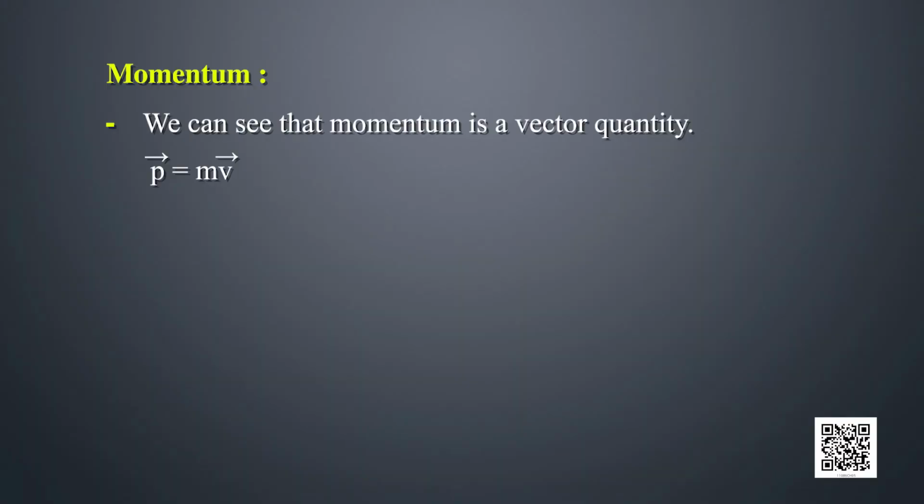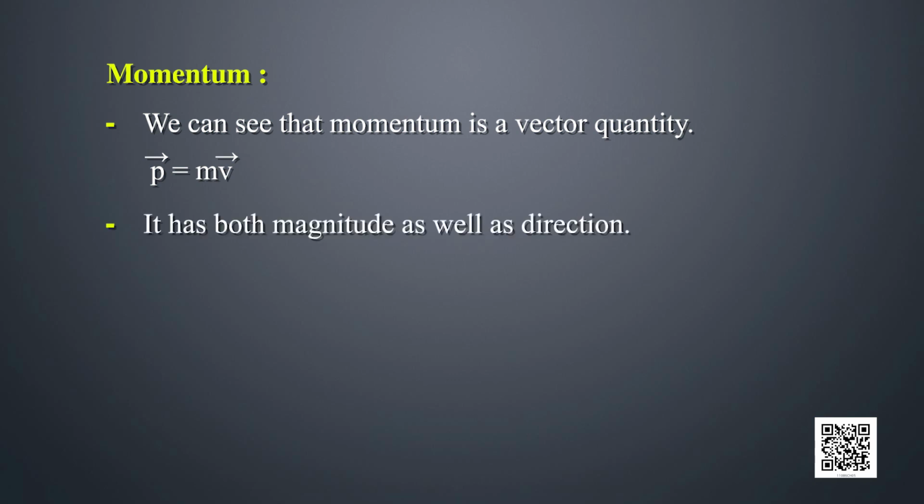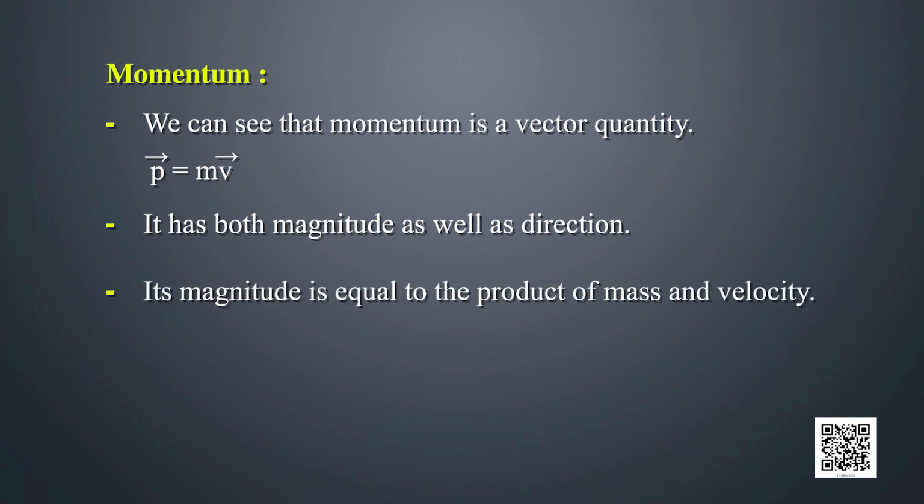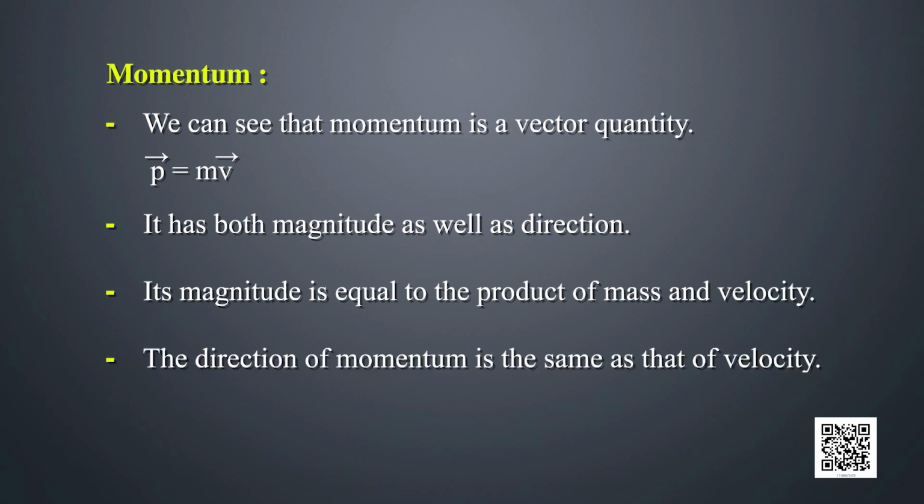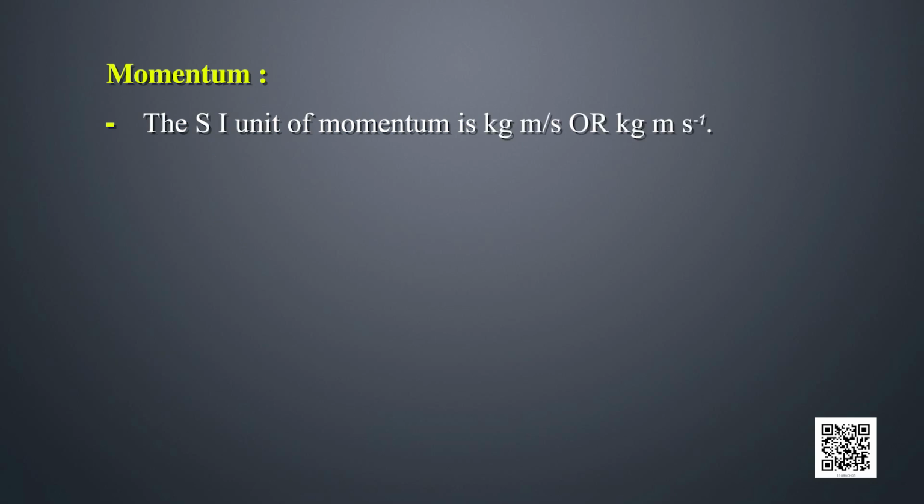We can see that it is a vector quantity along the direction of the velocity. It has both magnitude as well as direction, with magnitude equal to the product of mass and velocity, and the direction same as that of velocity. The SI unit of momentum is kg meter per second or kg meter second inverse.